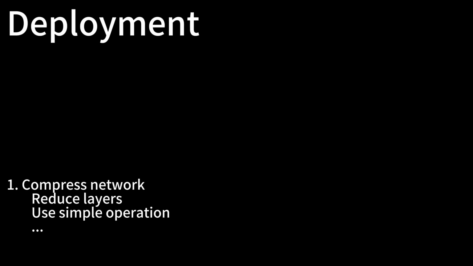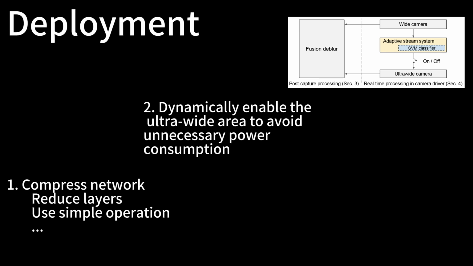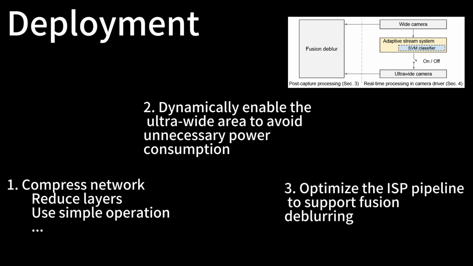To deploy the solution on mobile phones, they first optimize the deep learning models to meet the hardware and runtime requirements. Then, they adaptively turn on the ultra-wide camera to avoid unnecessary power consumption. The ISP pipeline is also optimized to support the fusion deblurring with photo capture at last.